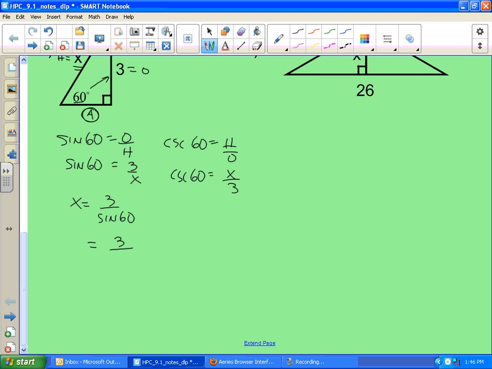Root 3 over 2. Yeah, sin 60 is root 3 over 2, which means this could be written as 3 times 2 over root 3, which is 6 root 3 over 3, which is 2 root 3. Just rationalizing this. For the sake of change, flip it. Or make it a decimal, and this is approximately 3.46, I think.